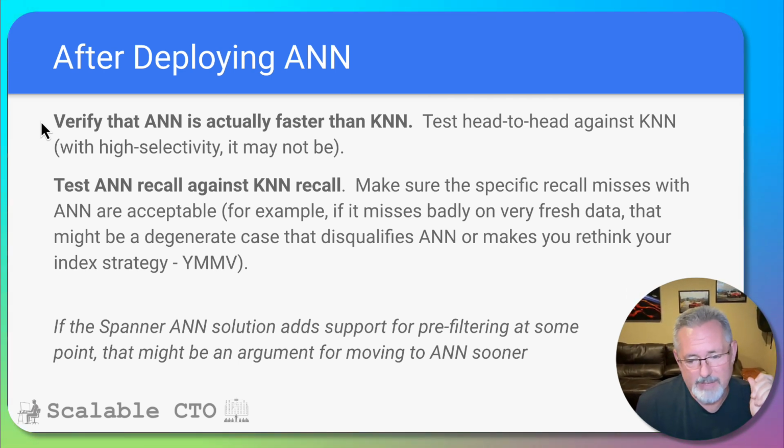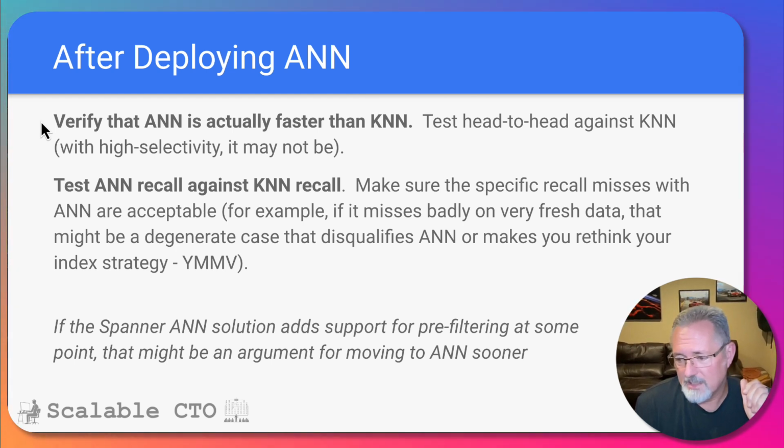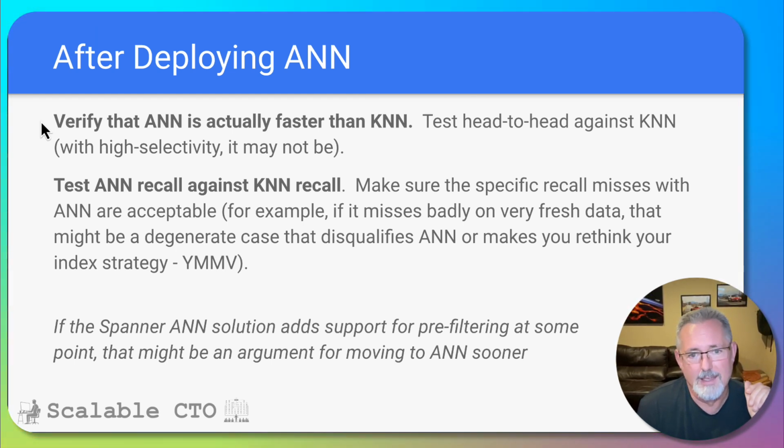Don't assume ANN is going to be faster because it's magic, technology from aliens, which it is. Just test it and see. Make sure it's actually faster. And then secondly, test the recall.